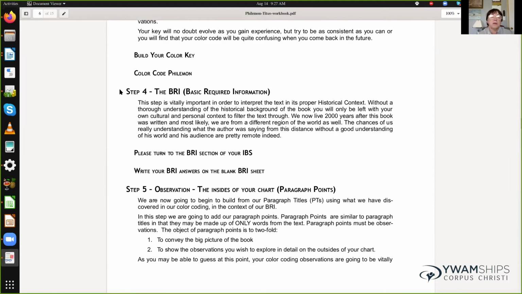What we're going to talk about right now is the basic required information, or the BRI. And this is a separate document. You won't be doing it in SBS Charter. And each assignment has its own BRI there. The basic required information, or BRI, is to help you get the historical context of what's going on. What was the situation that they were facing? What was the solution that the author was bringing to them? What's the worldview that they're living in?